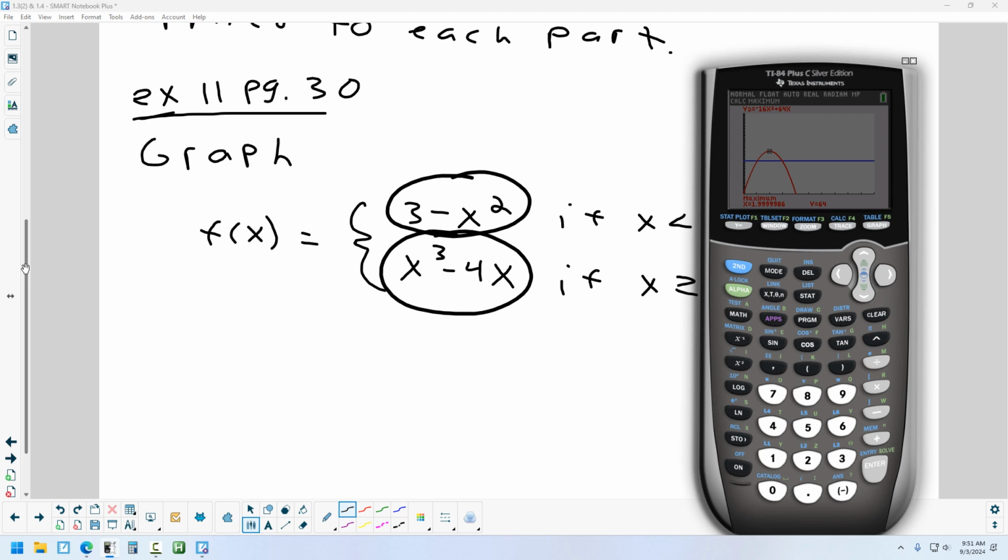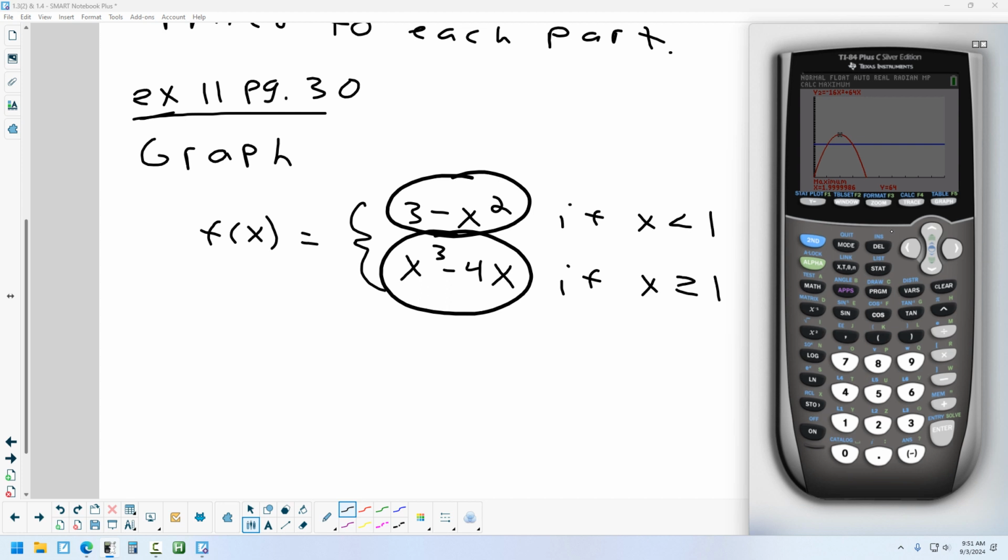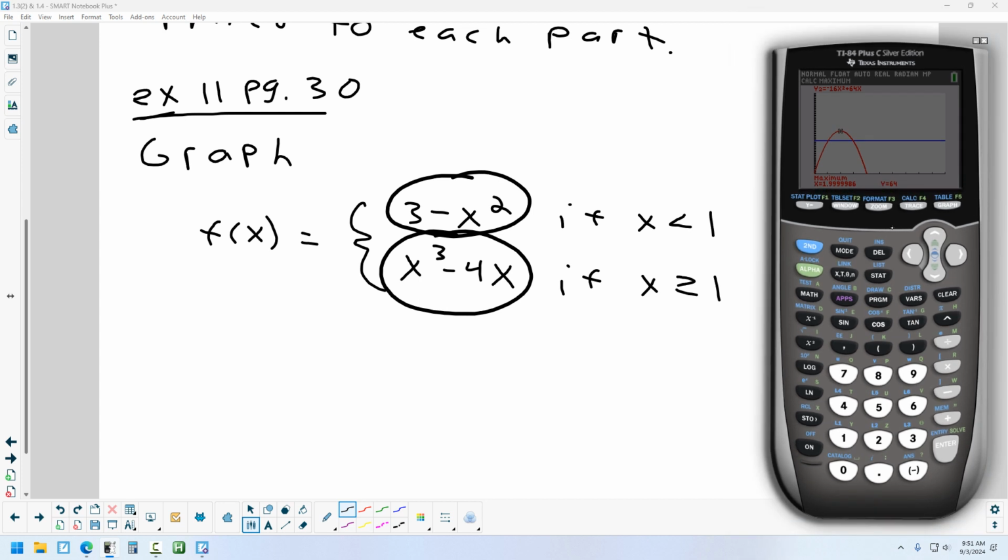Let me show you how you type that in on a calculator. It's pretty similar to how we've been graphing everything, except you have to tell it when to graph it. If you don't tell it when, it just graphs it over the whole screen. But I only want to graph the top one under that condition and the bottom one under that condition. So here's how you type it in.